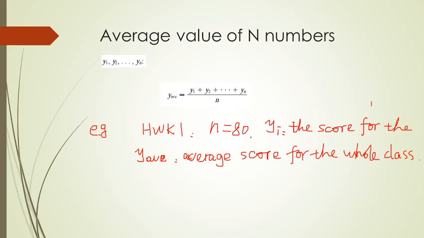So the Yi will be the score for the student. That is my notation, right? So the homework score for the students is Yi. So you take the sum of the first until the 80th students' homework score in total and divide it by the number of students, 80, you get the average score. And this is the case, okay? We have 80 scores. Then we can take the average. So that is called the average value of finite n numbers, okay?